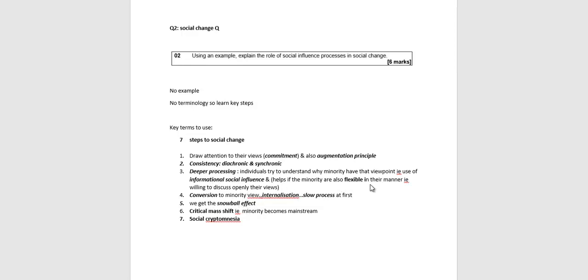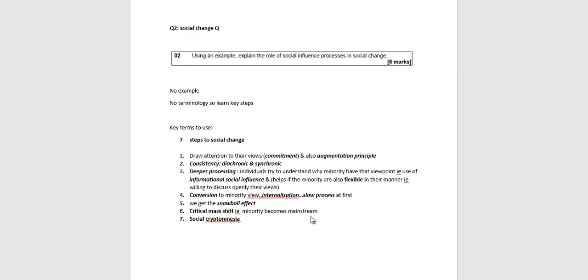With this deeper processing, we should be throwing in another key factor here, flexibility. So in other words, not being dogmatic, being open to discussion, being able to see opposing views and be able to argue against them. And again, try to relate it back to your specific one example. As we talked about conversion, internalization, obviously, and remember you're saying that it's very slow at first, but as it gathers pace, it builds momentum, and we get this snowball effect that more and more people come on board with this way of thinking. And we get a critical mass shift, so the minority will eventually become mainstream.